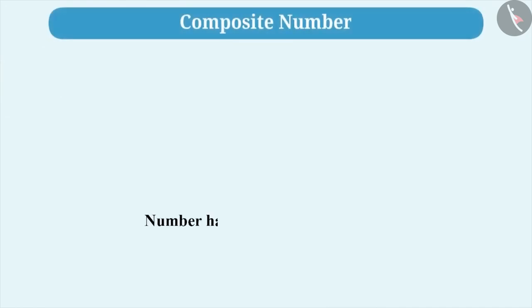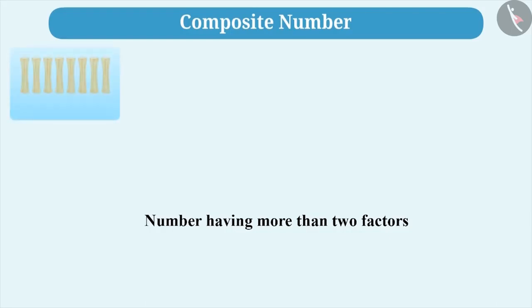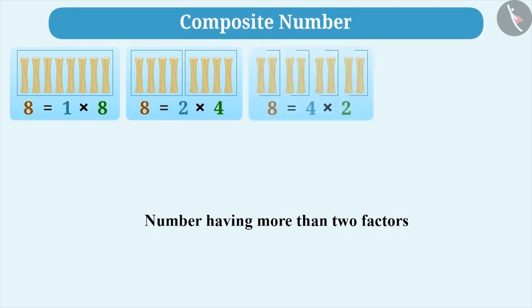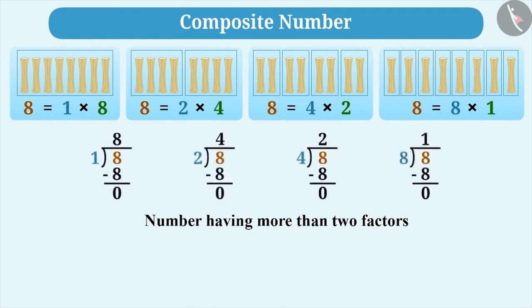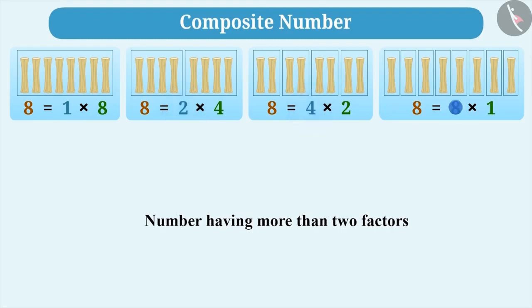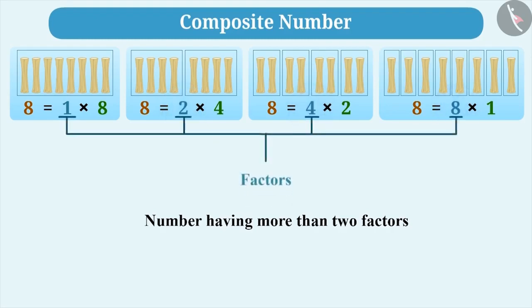On the contrary, there are numbers which have more than 2 factors. For example, if we take 8 sticks, we can divide them equally in groups of 1, 2, 4 or 8. This is because 8 is divisible by 1, 2, 4 and 8, which means 1, 2, 4 and 8 are the factors of 8. The number having more than 2 factors is called a composite number.